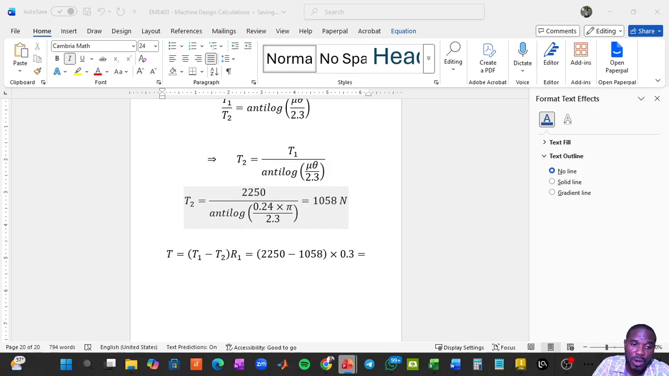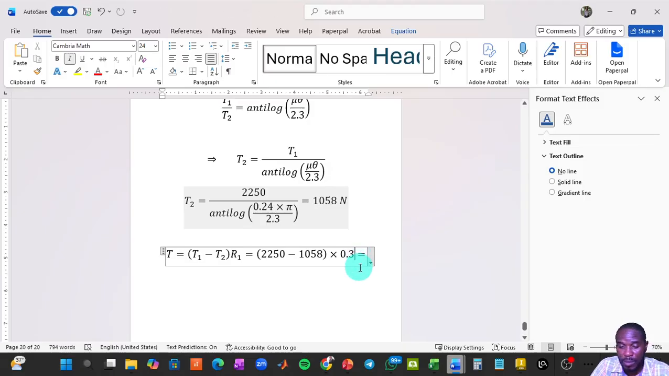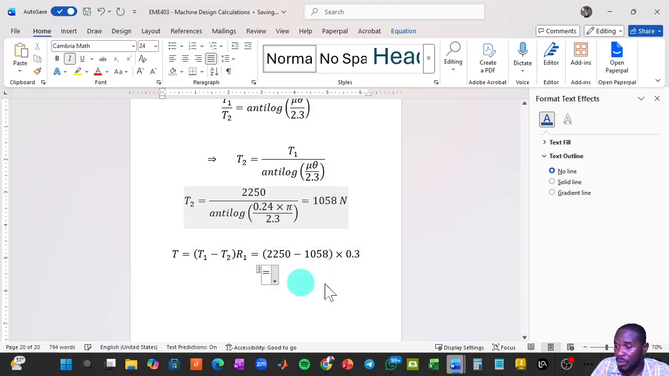Okay. And when you do that math, the value you have for your torque will be 357.6 Newton meters. Okay, that's the value for the torque.